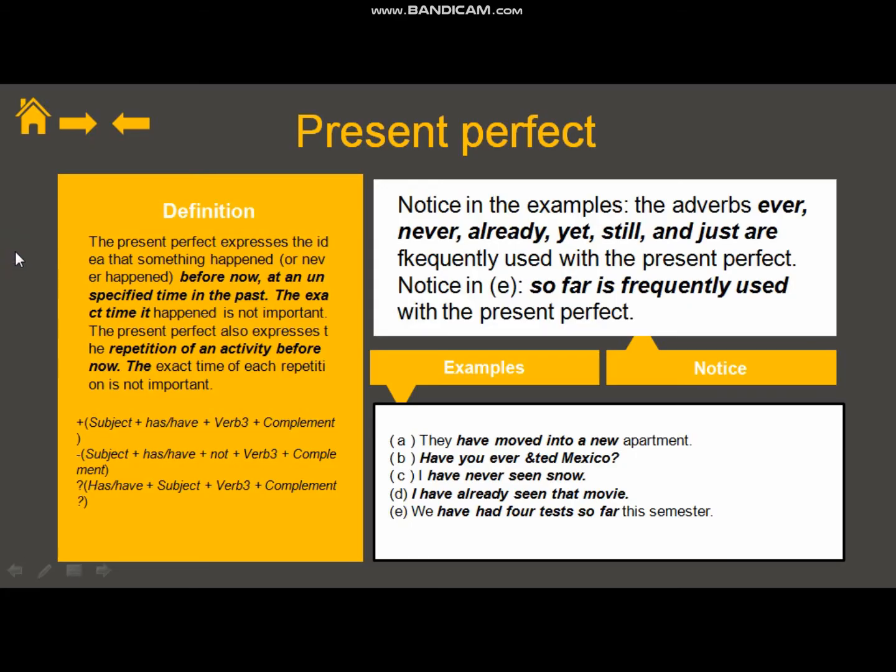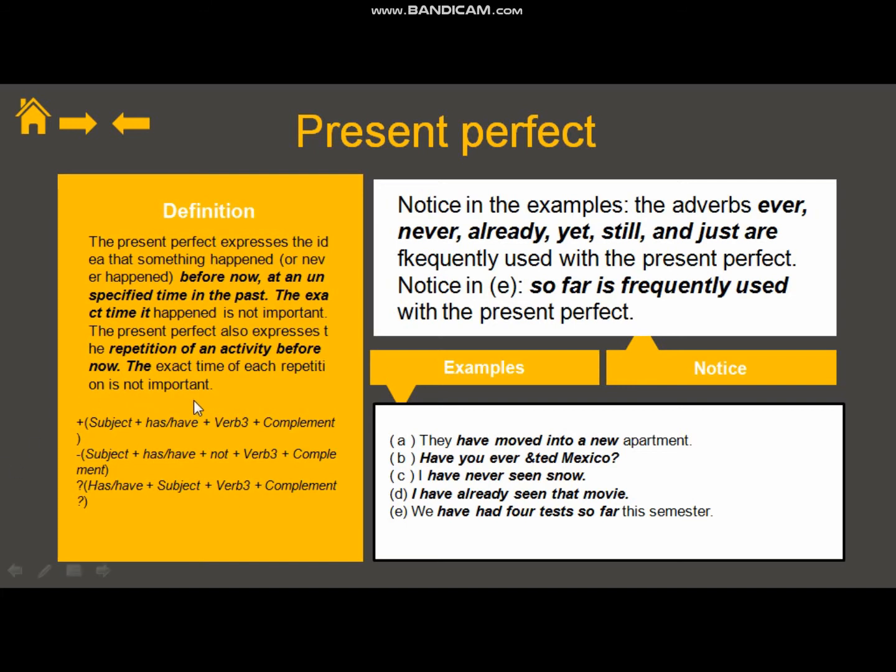And this is present perfect. The present perfect expresses the idea that something happened or never happened before now at an unspecified time in the past. The exact time it happened is not important. The present perfect also expresses the repetition of an activity before now. The exact time of each repetition is not important.